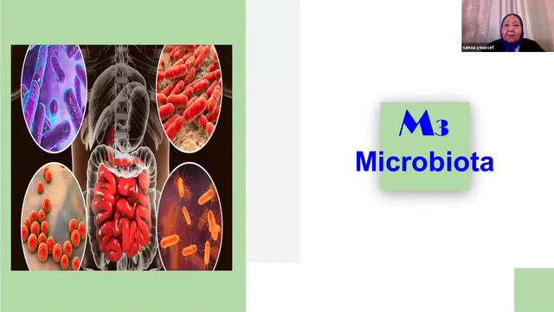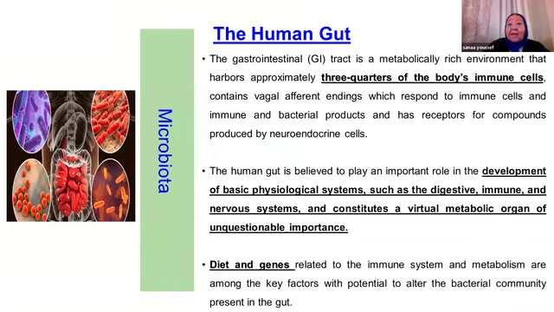The gut microbiota is the last shield. It is the most important shield because it is the key player for all that we mentioned before. What happens in the gut microbiota? Now, this is your GIT. The human gut is a metabolically rich environment, and it harbors three quarters of your body's immune system. It is also considered a second brain with very high nervous connection.